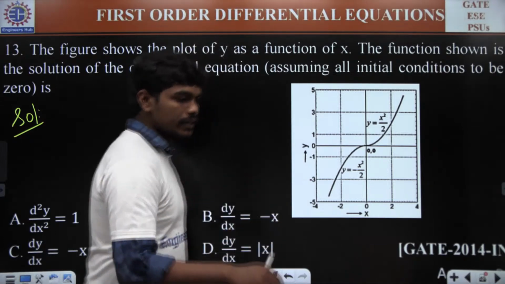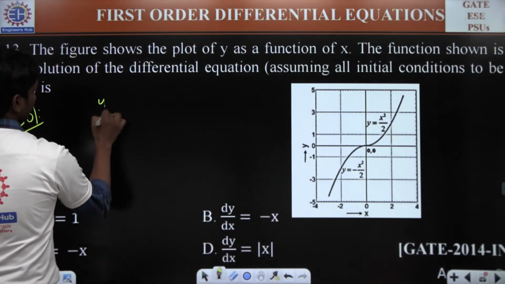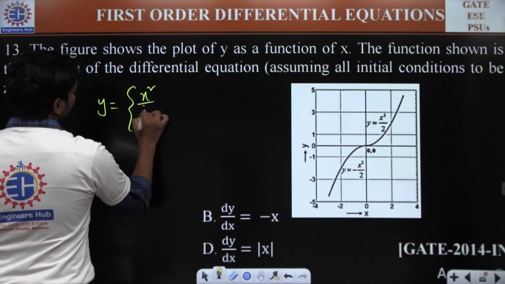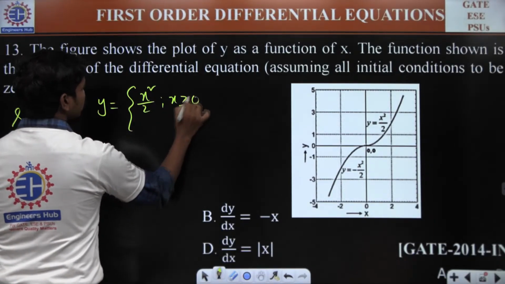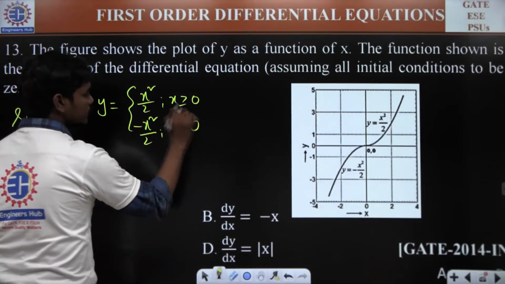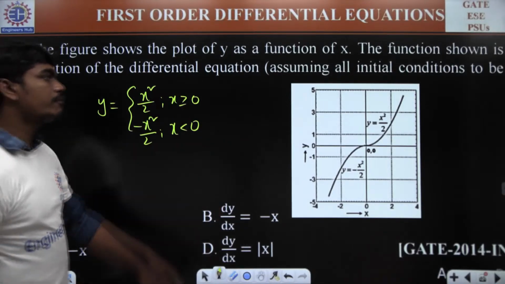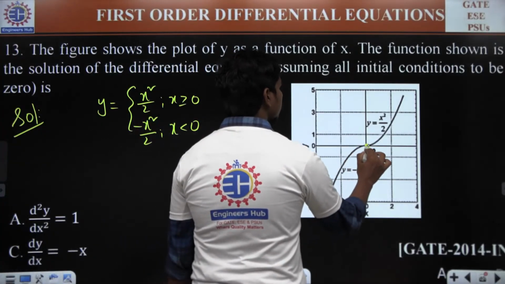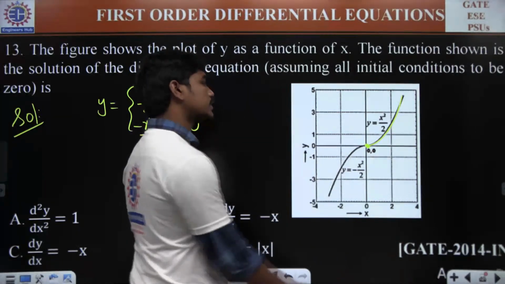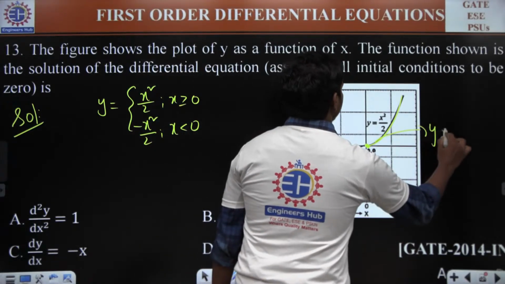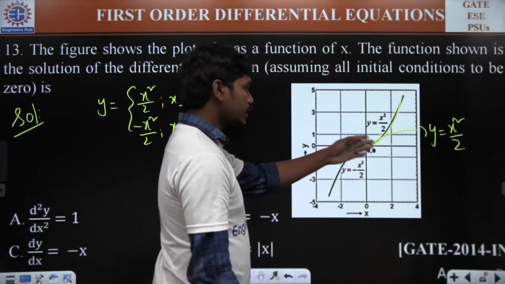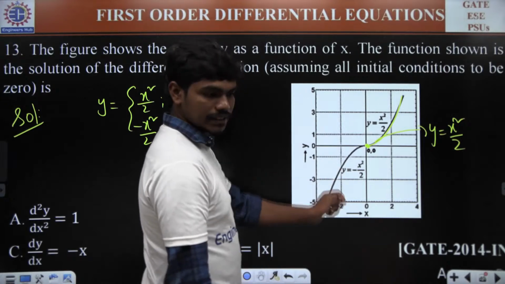Look, can I write y is equal to x square by 2 when x is greater than 0, or maybe equal to 0 also, and minus x square by 2 when x is less than 0? Can I write this from this graph? Because you have seen, if this is the point 0 comma 0, to the right of this point the equation of the curve is y is equal to x square by 2, and similarly in the negative axis of y, this is minus x square by 2.